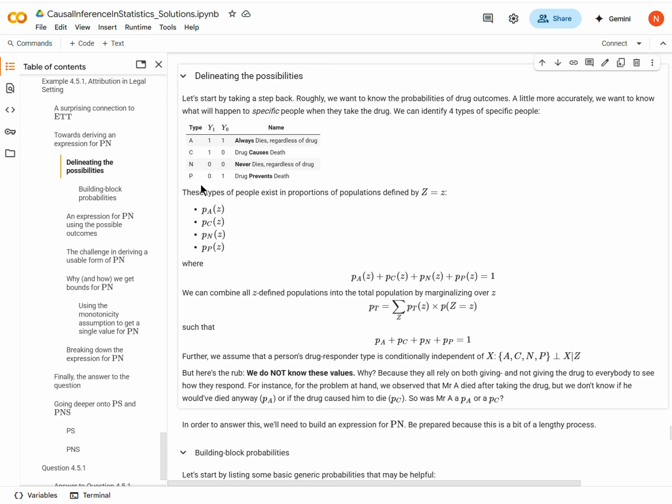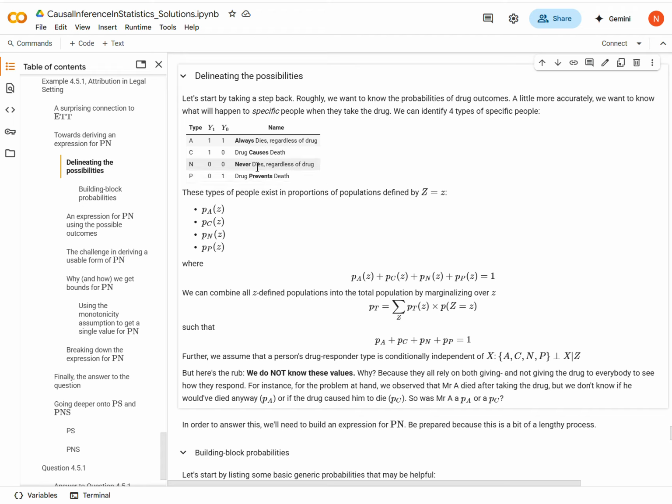And then you have another possibility, which is that they would have died if they did not take the drug, but if they took the drug, they would not have died. In other words, the drug is preventing their death. And so we call these guys P.